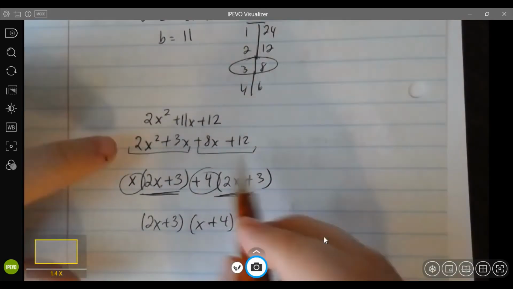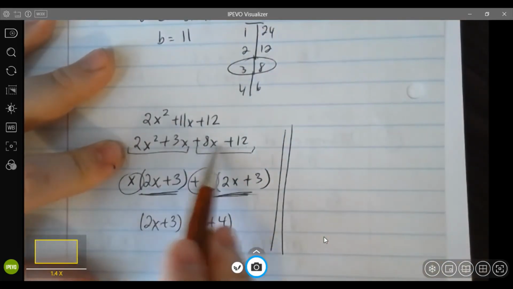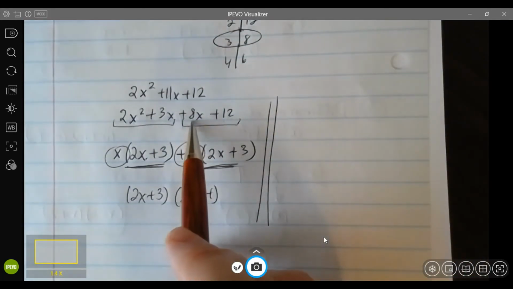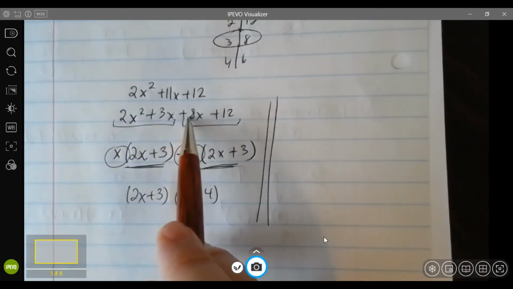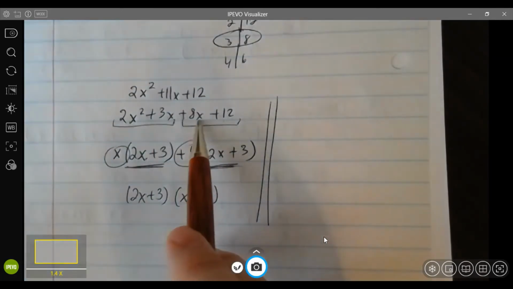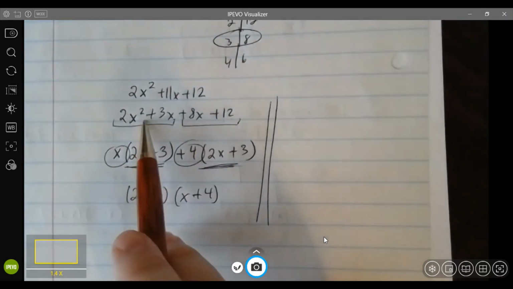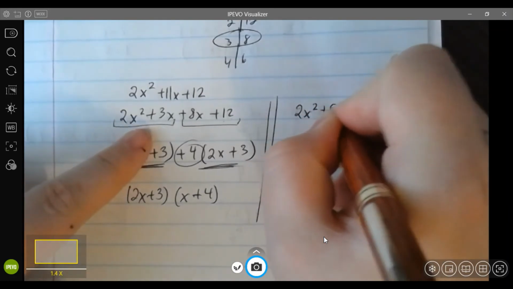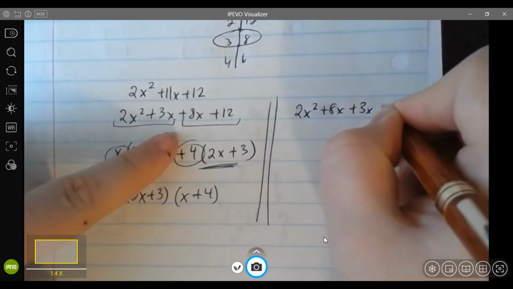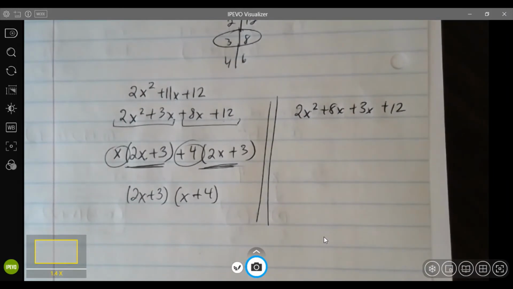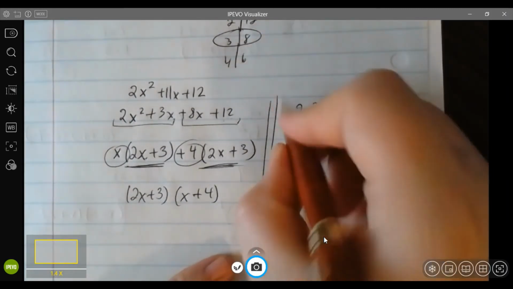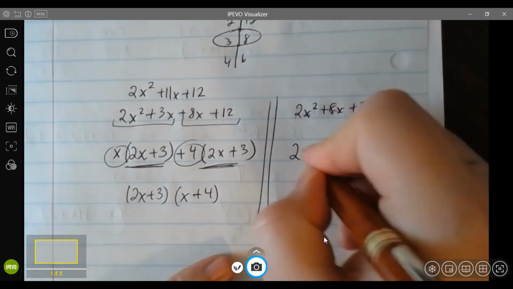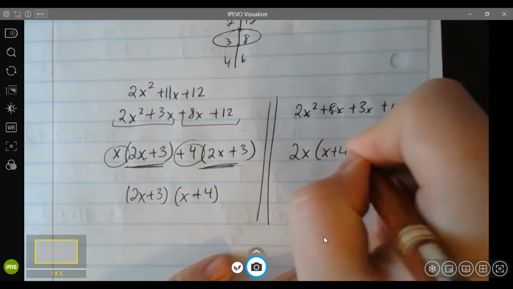Now I told you that you could have flipped 8 and 3 around. The reason why that might be useful is that 2 and 8 are both even, so I could find a common factor there. Then 3 and 12 also I could find a common factor. So if you wanted to flip them, you could do 2x squared plus 8x plus 3x plus 12. Common between 2 and 8 is 2, and between x squared and x is x. So I got 2x times x plus 4.